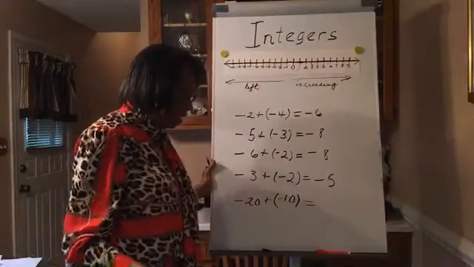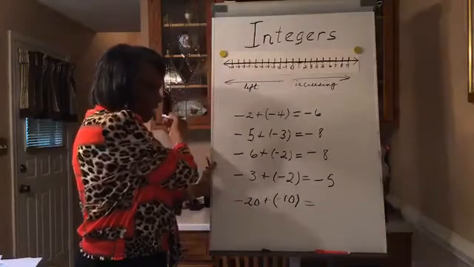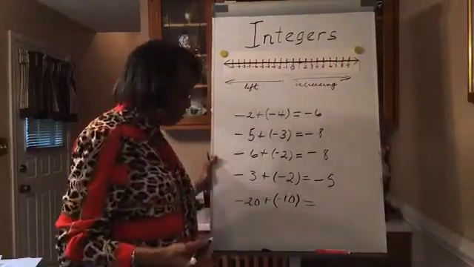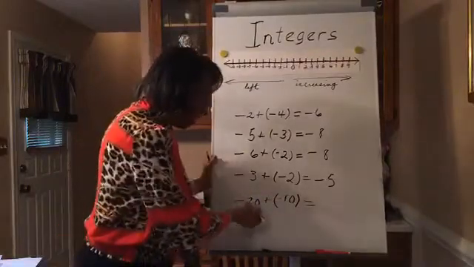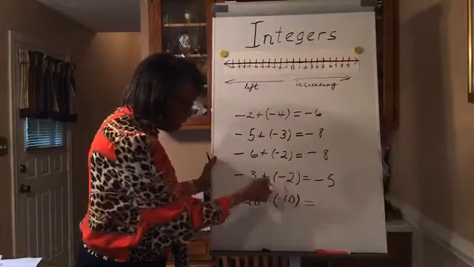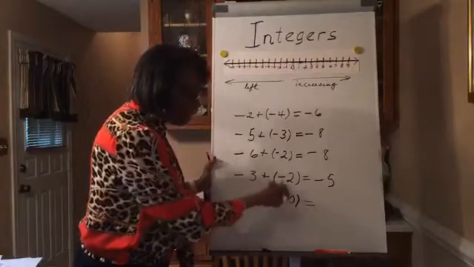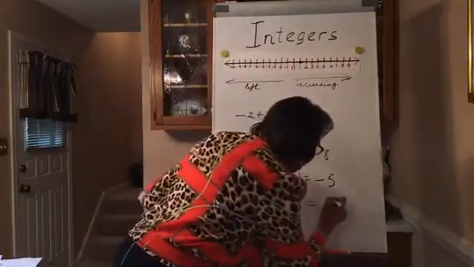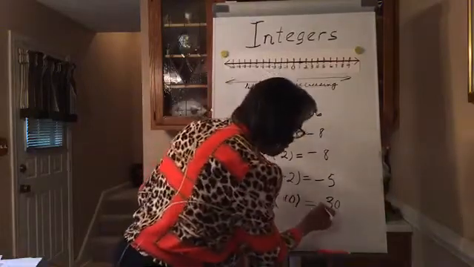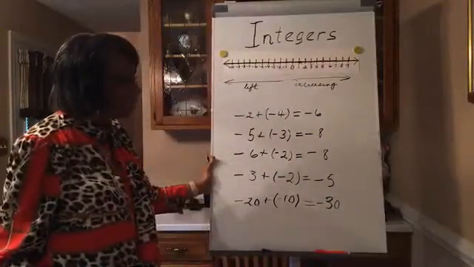All right, we're going negative 20 and then negative 10, and we're adding the absolute value of these. Absolute value of negative 10 is 10. The absolute value of negative 20 is 20. 20 plus 10 is 30. And because I'm adding two negatives, it's negative 30. All right, did you get that?